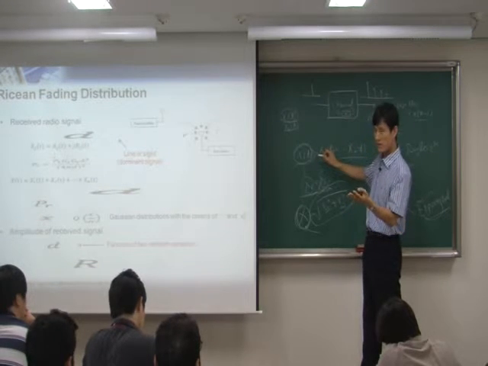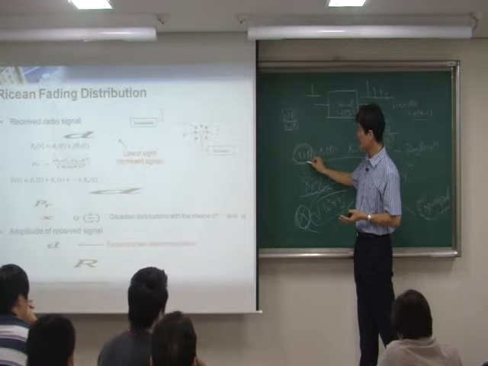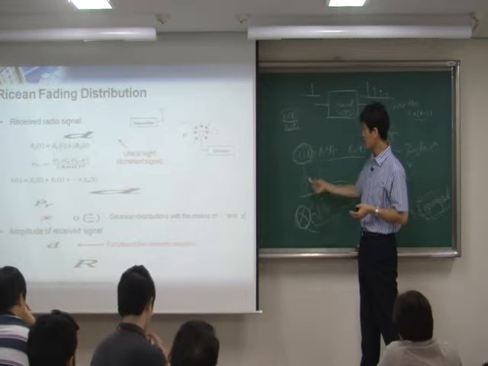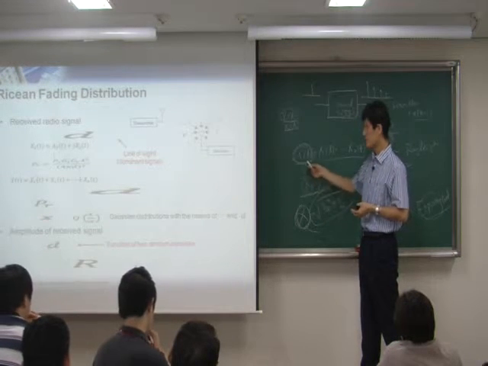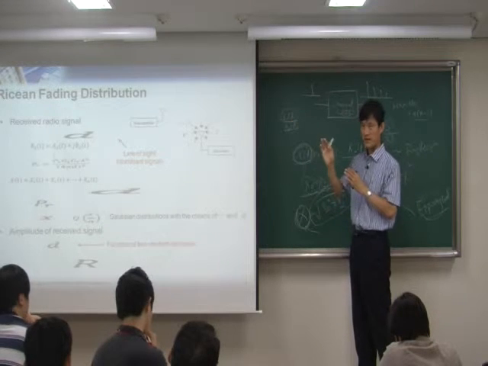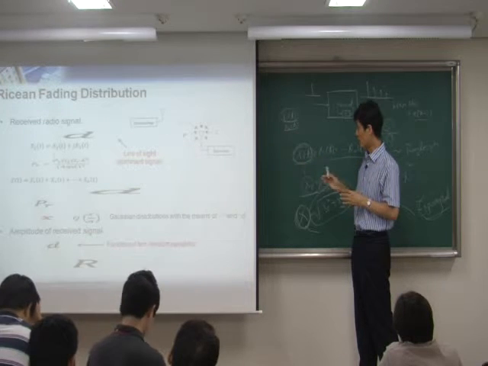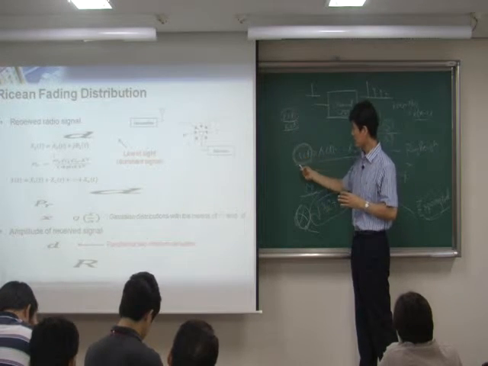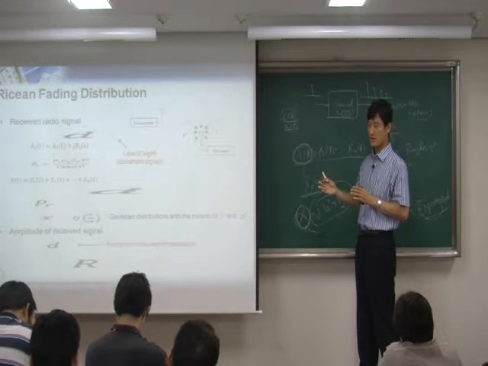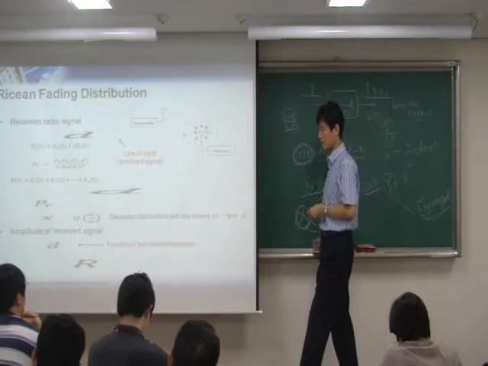Again, you use the central limit theorem. Eventually, the result is going to be Gaussian. But earlier in the Rayleigh case, it was zero mean, and now it's not zero mean because of this strong path. This strong path now works as the mean. So now this x(t) is going to be a Gaussian with a certain mean. It's a non-zero mean Gaussian.